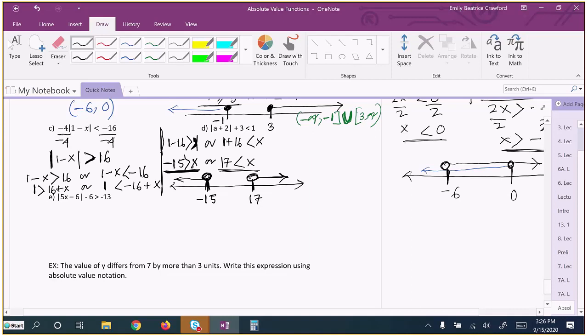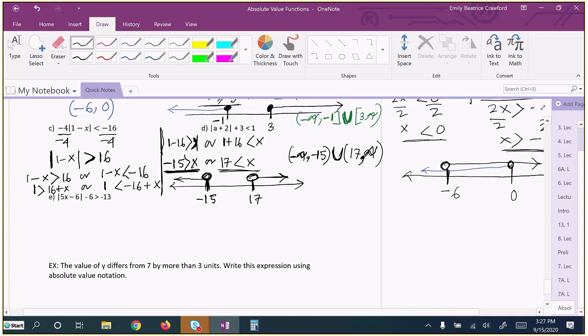So if I use the union notation, I'm going to write negative infinity to negative 15. This time you have to use the open parenthesis for the openness. Union, or you can just say or, 17 to infinity. And that is the solution set for this inequality.